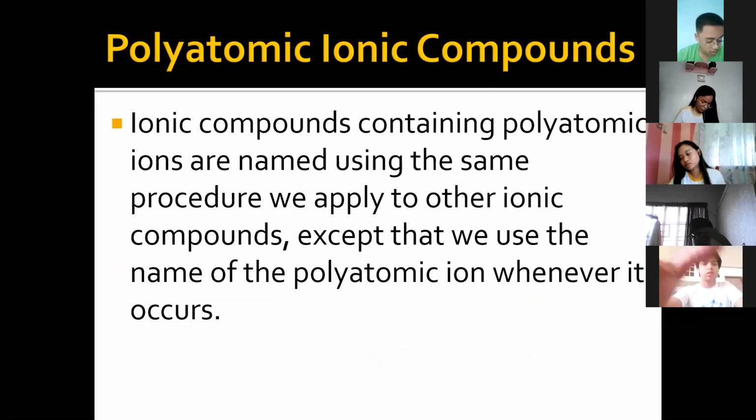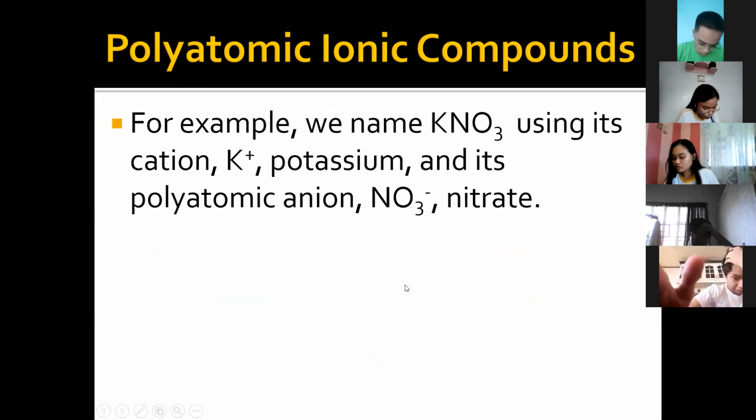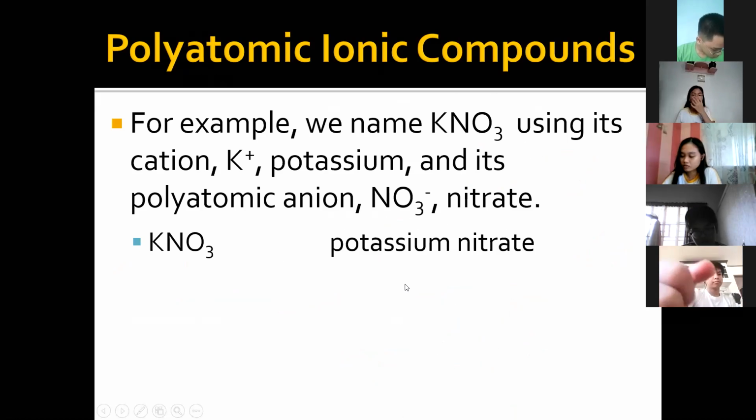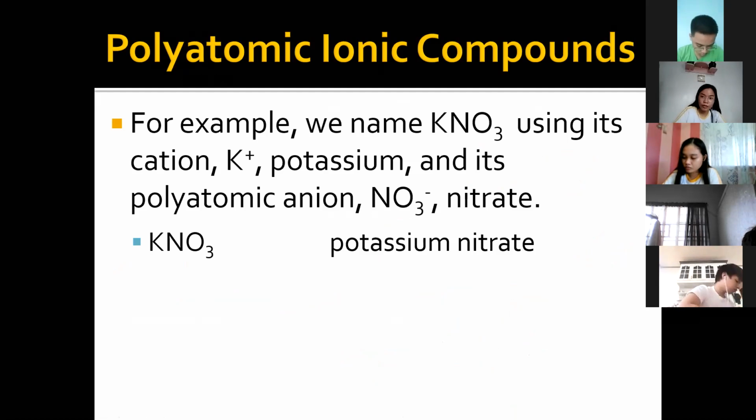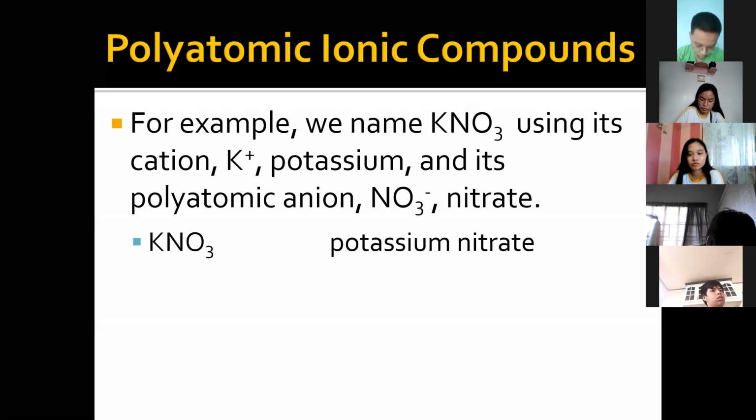Okay, we're now in polyatomic ions. This is the last part of our discussion, class. Polyatomic ionic compounds are composed of a metal and a polyatomic ion, a polyatomic anion in particular. And how are we going to name polyatomic ionic compounds? Simply name the metal and the polyatomic ion itself. No need to worry about naming it because these names are already present in the periodic table.